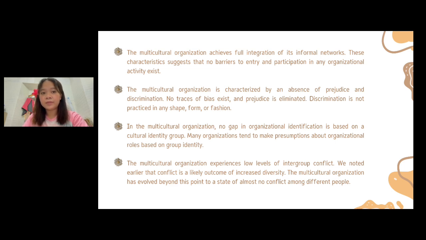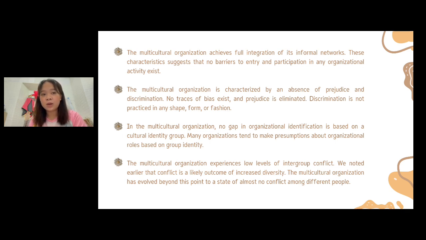So, number 5 is no gap in organizational identification based on cultural identity group. So, what it means is employees feel connected sa organization na tinatrabahuan nila. And ang example nito is at United Nations, people from many countries work together towards common goals. They celebrate team successes, which helps everyone feel like they belong no matter where they came from.